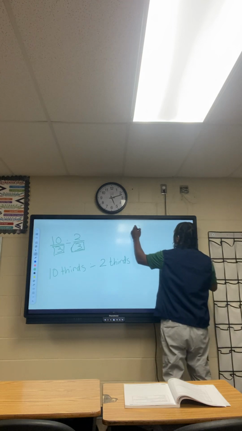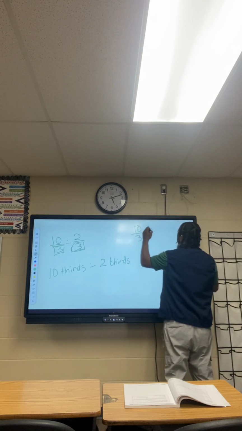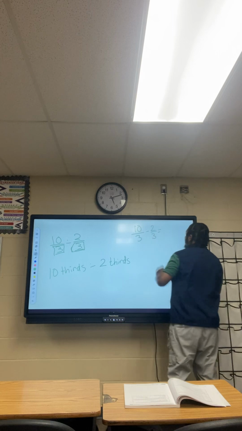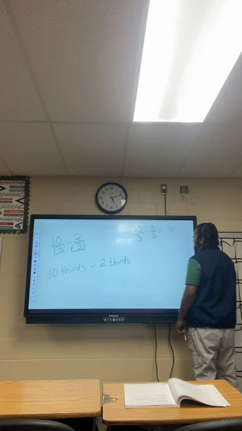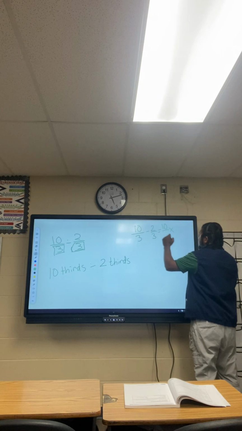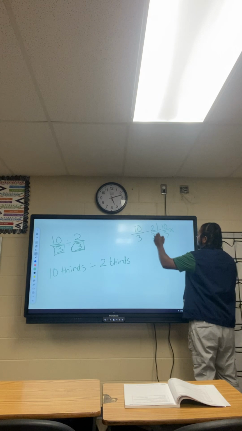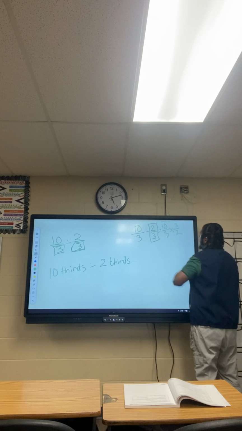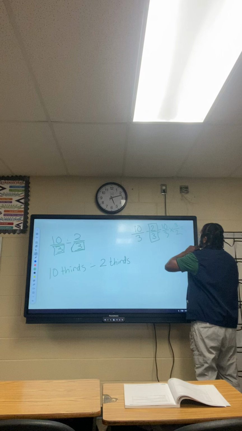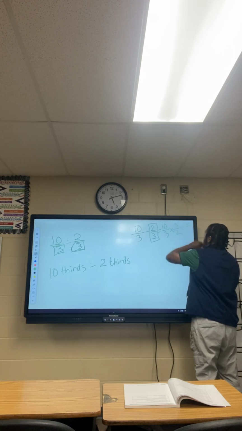We have 10/3 divided by 2/3. The first step, we change our operation. So we're going from division to multiplication. We're going to keep our first fraction the same, and we're going to take the reciprocal of 2/3. That's 3/2. Okay, so let's multiply across. We have 10 times 3, which is 30. And then we have 3 times 2, which is 6.